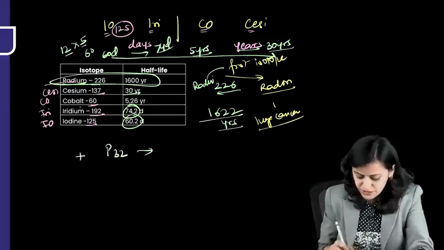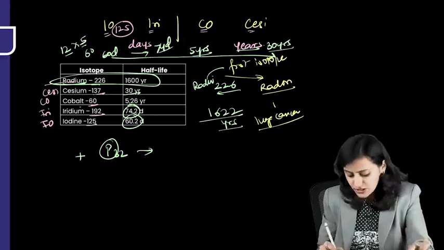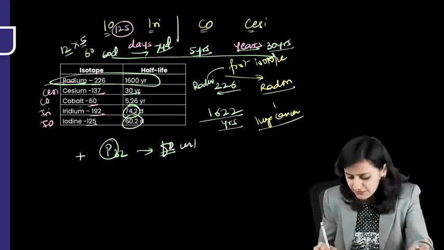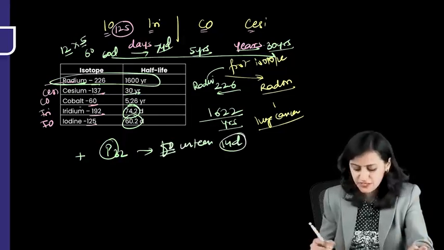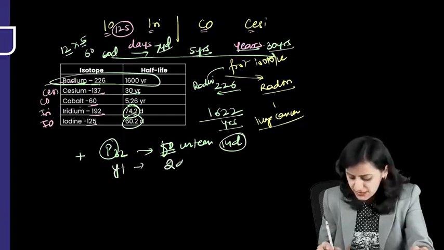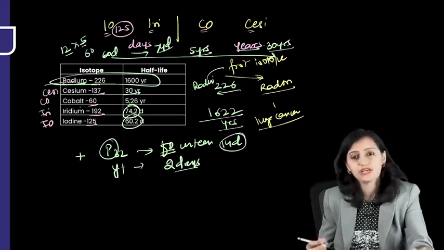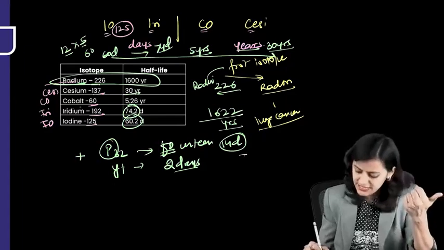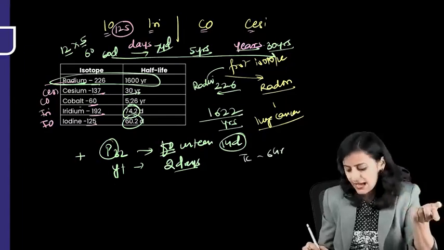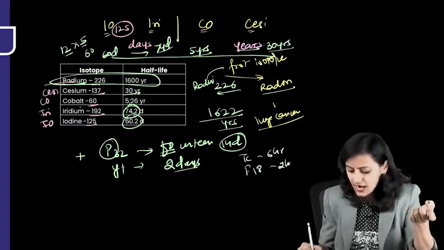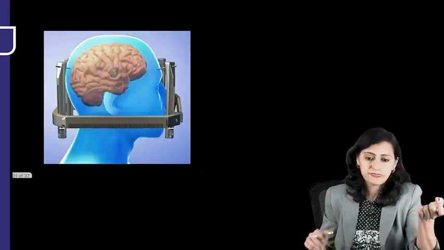Adding on to the list, phosphorus 32. Remember, phosphorus 32, it is 14 days. For yttrium, it is 2 days. Technetium we have already seen is 6 hours. And F18 is 2 hours, 110 minutes.